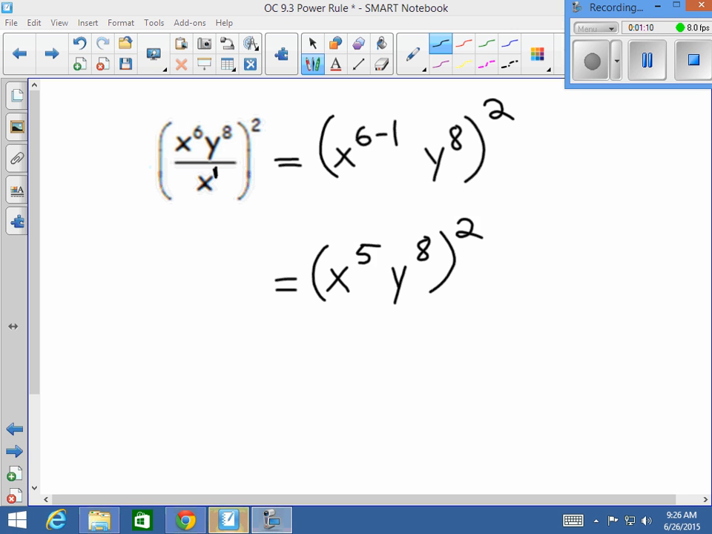So we move on to the power rule, which just says if I have an exponent being raised to another exponent, we go ahead and multiply the exponents. So I get x to the 5th power times 2, and y to the 8th power times 2. 5 times 2 is 10. And 8 times 2 is 16, so we get x to the 10th power times y to the 16th power.